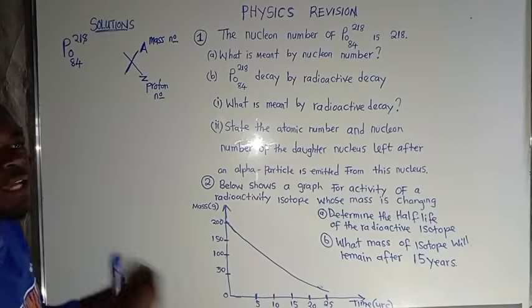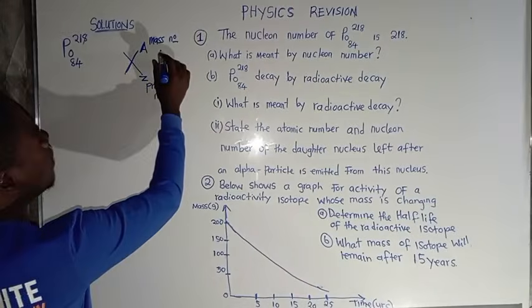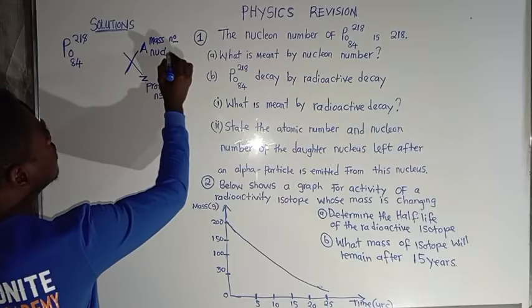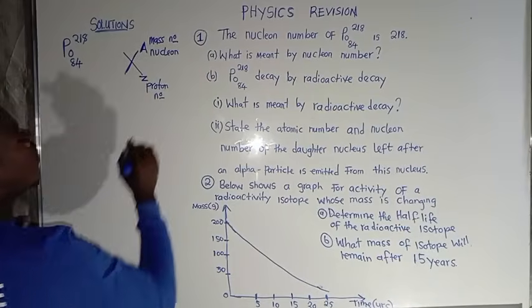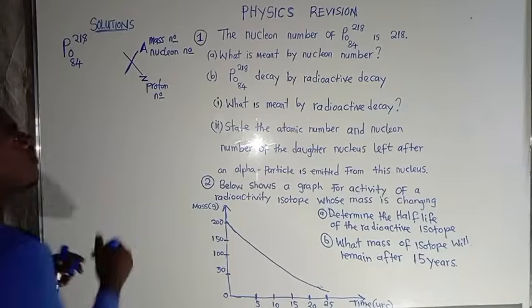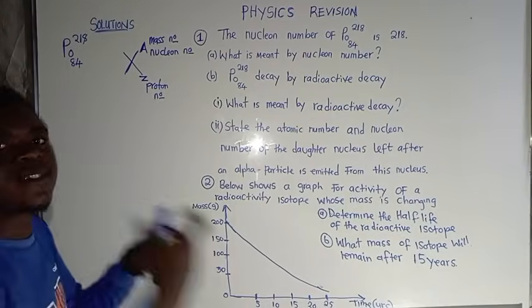They have alternative names. The alternative name for mass number is nucleon number. This is the alternative name of what? Mass number. It is called what? Nucleon number. So mass number and nucleon number are just the same.